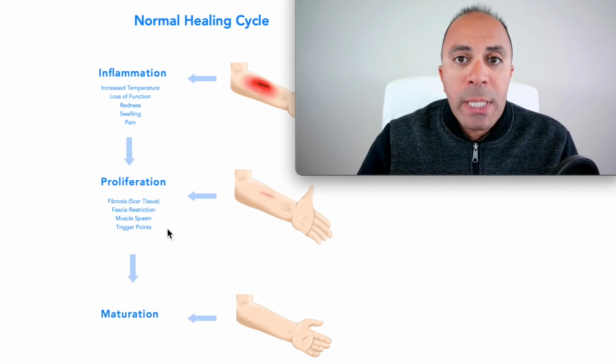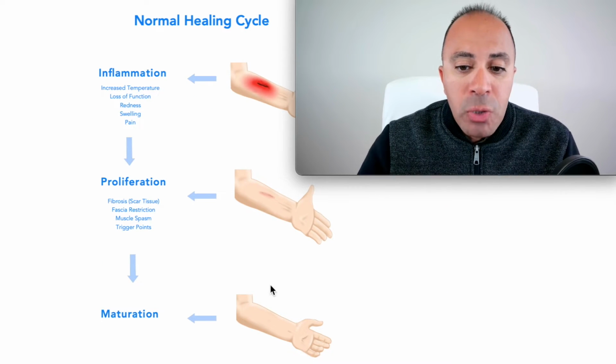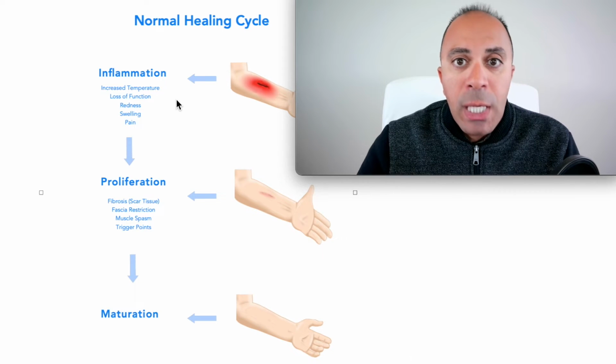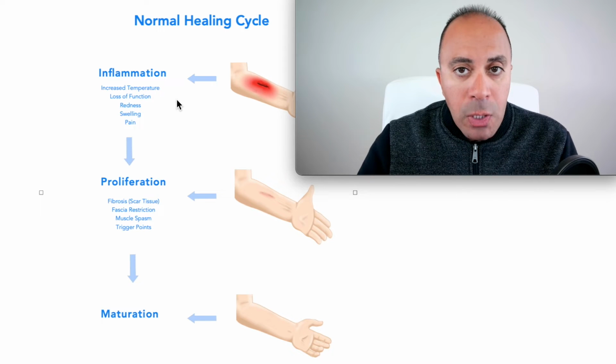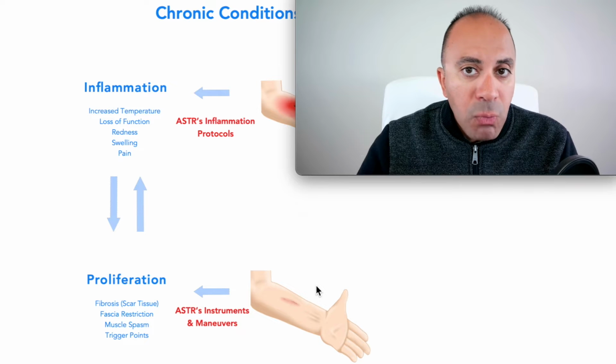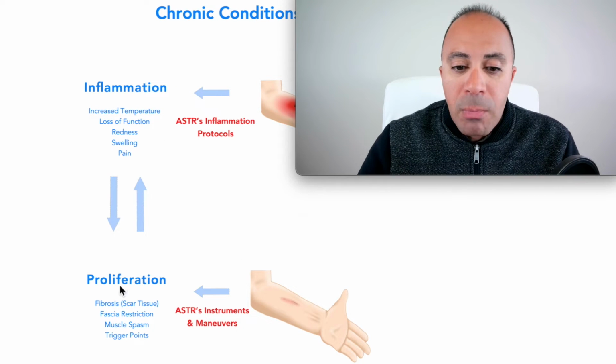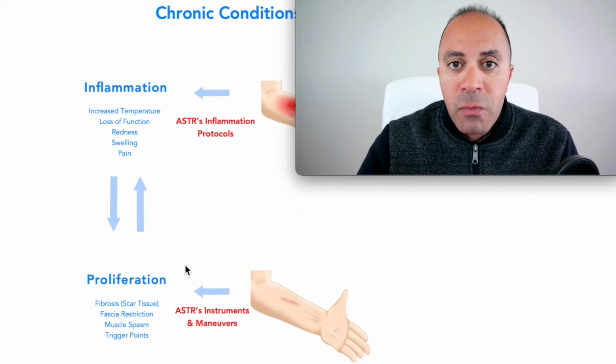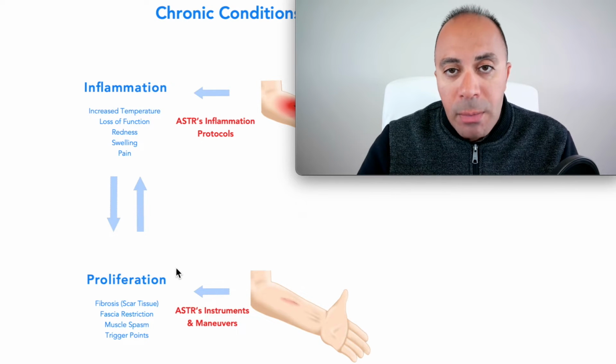In the perfect scenario, during the maturation stage, your body should get rid of everything from the proliferation stage and inflammation stage. That could take days, weeks, months, or years. If you have a chronic condition, you're probably going back and forth between the inflammation stage and the proliferation stage, and that's very classic for posterior tibial tendonitis.